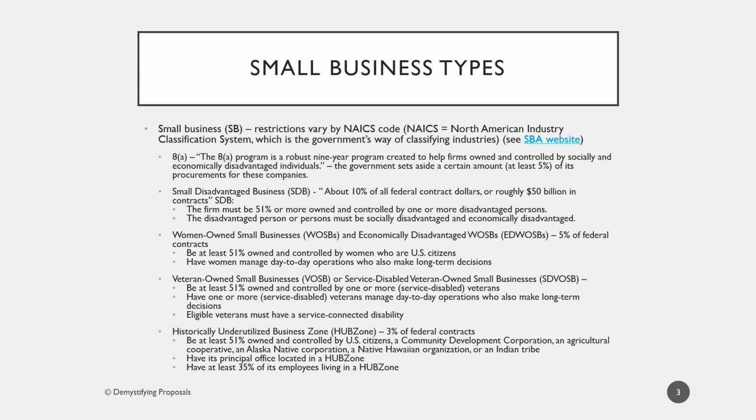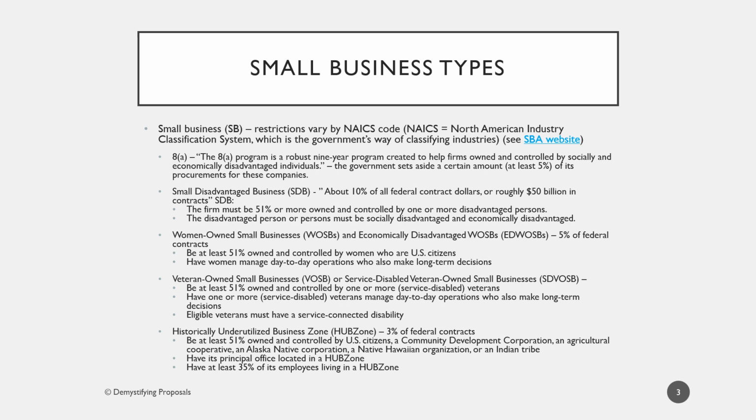Small disadvantaged businesses, which is about 10% of all federal contracting dollars, or roughly $50 billion in contracts, means that the firm must be 51% owned and controlled by one of those disadvantaged people. The disadvantaged person or persons must be socially disadvantaged and economically disadvantaged.